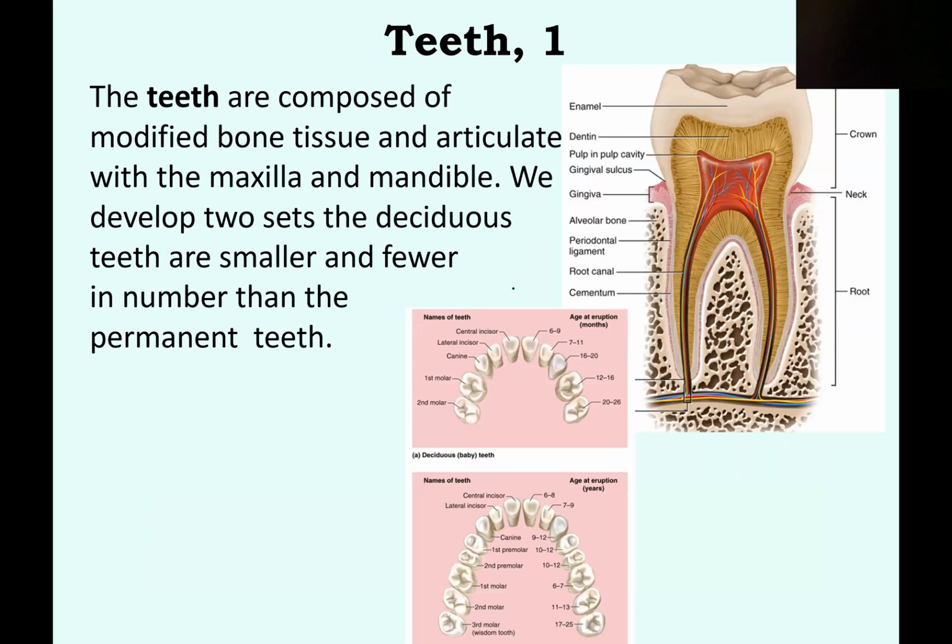The teeth are composed of modified bone articulating with the maxilla and the mandible. As an organism, we develop two sets of teeth. We have the deciduous teeth, which are smaller and fewer in number, and we have the permanent set, which is going to replace them. There's more of them, and they're bigger in size.